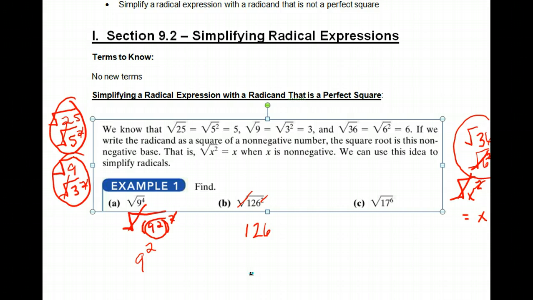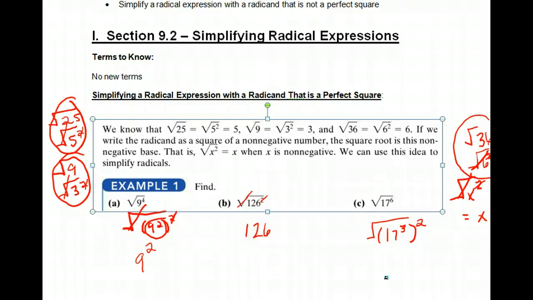Now, letter C, we would want to think to ourselves, in every example we had something raised to the second power. So what could I do to multiply by 2 to get a 6? Well, 3 times 2 made 6. So let's make this 17 to the third power raised to the second power. You always want to have something raised to the second power.